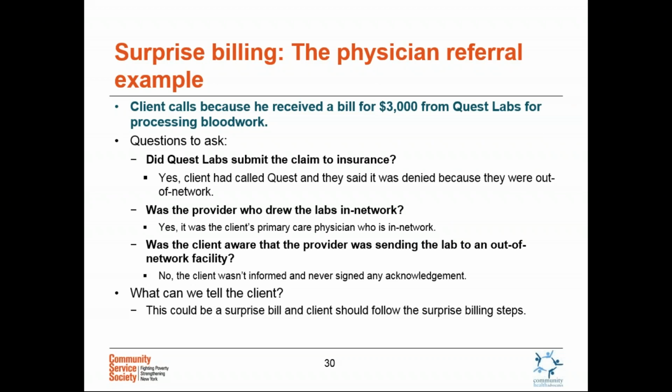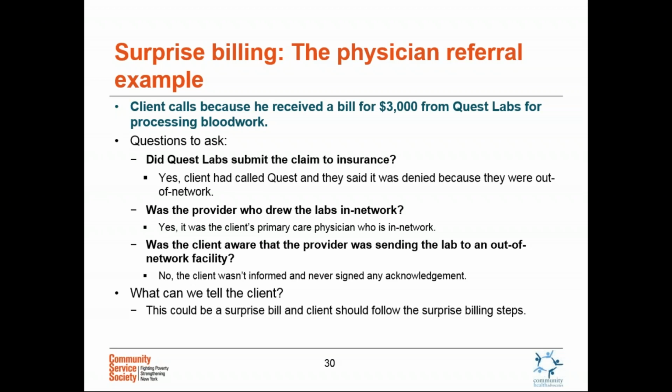So let's do an example to illustrate the physician referral surprise bill. Your client calls CHA because he received a bill for $3,000 from Quest Labs for processing blood work. Questions to ask: Did Quest Labs submit the claim to insurance? You always want to maximize insurance payments, so it's good to get in the habit of asking this question in every case. But let's say yes, the client called Quest and they said that it was denied by insurance because Quest was out of network. There was no issue with not submitting the claim at all.